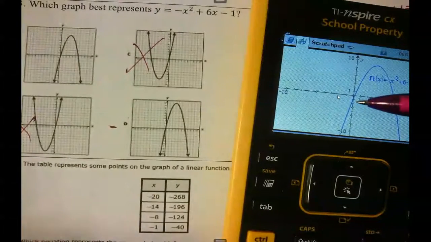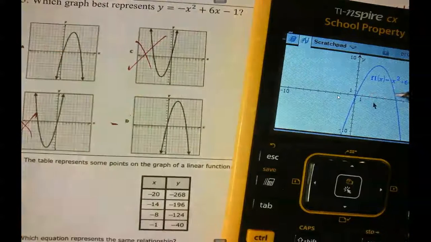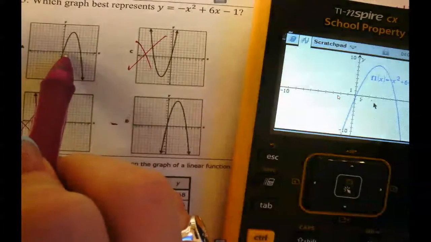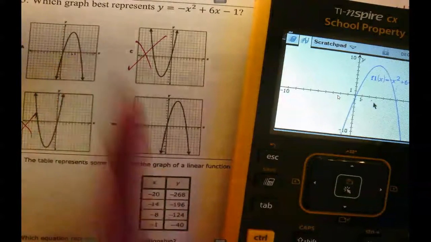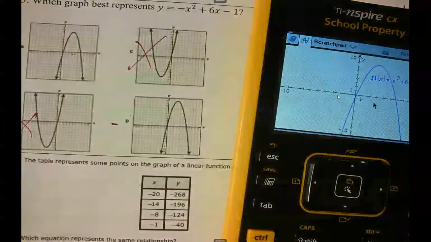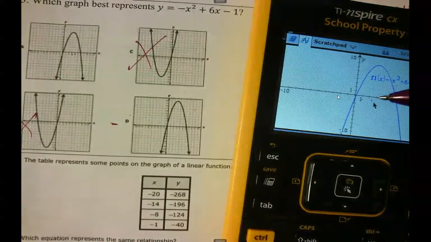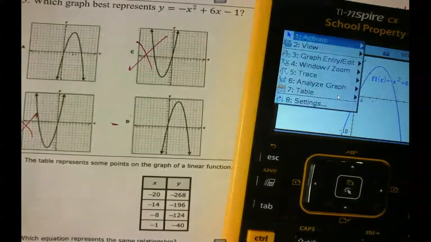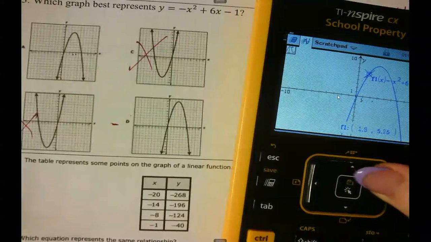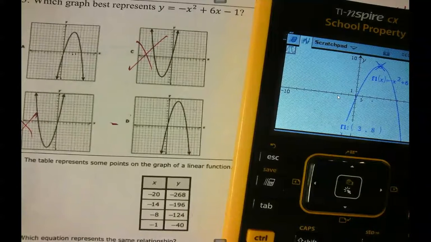All right, they are hitting at 0, 0, 1, 2, 3, 4, 5, almost 6. Let's see, 1, 2, 3, 4, 5, 6. 1, 2, 3, 4, 5, 6. Okay. Let's see, what is our vertex here? That's 3. Let's just do this. Menu 5, 1. Let's go up to my vertex. That's up 3, 8.